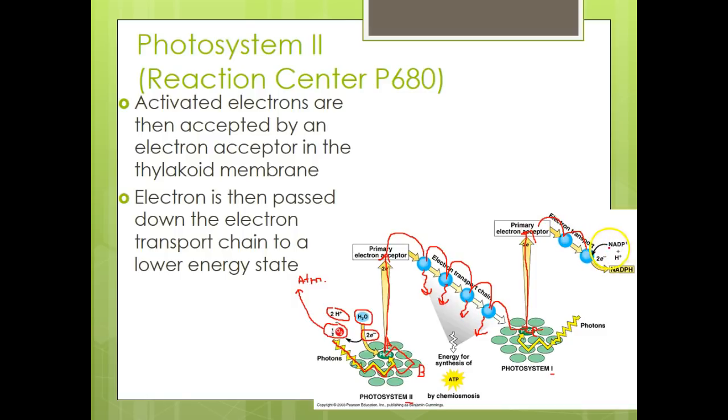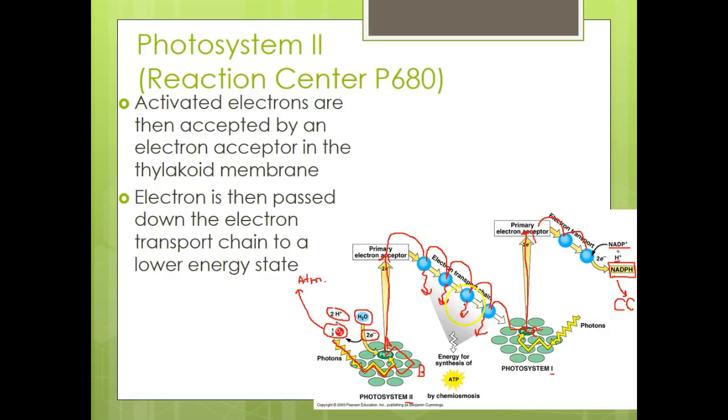And then our final electron acceptor, which is NADP+, is going to pick up these two electrons with a hydrogen ion and be converted to NADPH. And we've talked about that molecule numerous times. NADPH will then travel to the Calvin cycle. And I'm just going to put CC for Calvin cycle. That is the dark reactions.